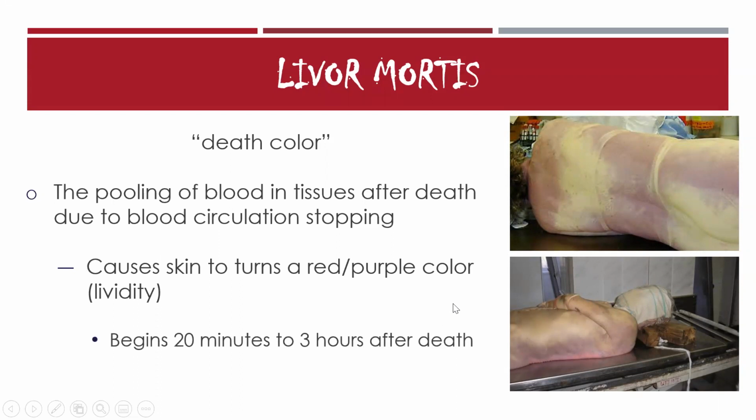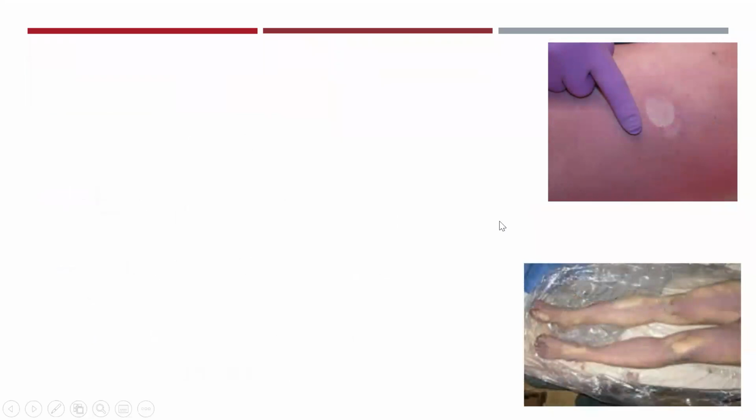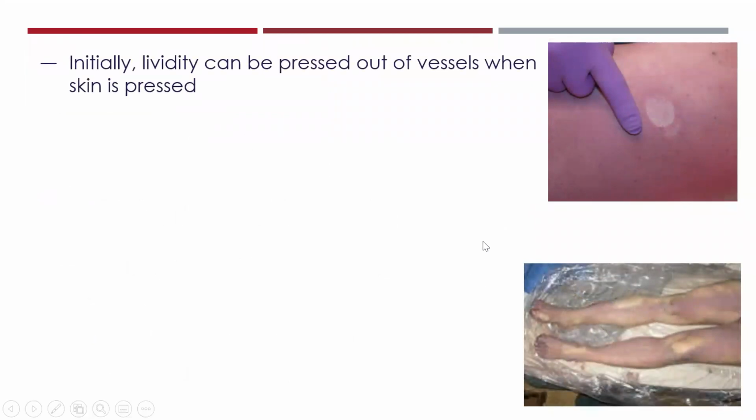So livor mortis begins about 20 minutes to 3 hours after death, depending on the conditions, and it becomes fixed after 8 hours. So initially, within that first couple of hours, you can actually press lividity out of the skin, if you will. If you apply pressure to a place where lividity has happened, it'll push the blood away and you'll see a paleness. That's how you can kind of determine if lividity is fixed or not yet.